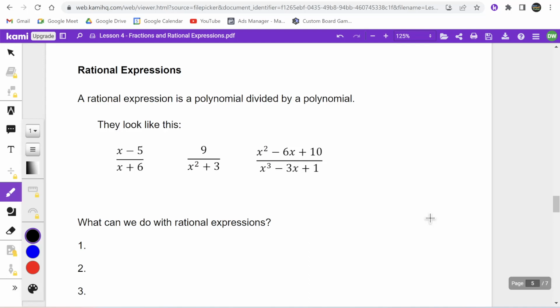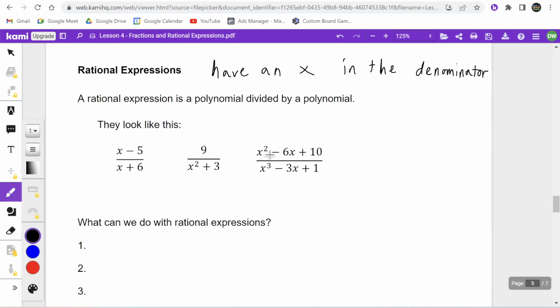So with rational expressions, I gave you some examples of what they look like. Yes, they look very complicated, but all of them have one thing in common. Well, more than one thing in common. But here's the thing I want you to realize. Rational expressions have an x in the denominator. They have an x in the denominator.